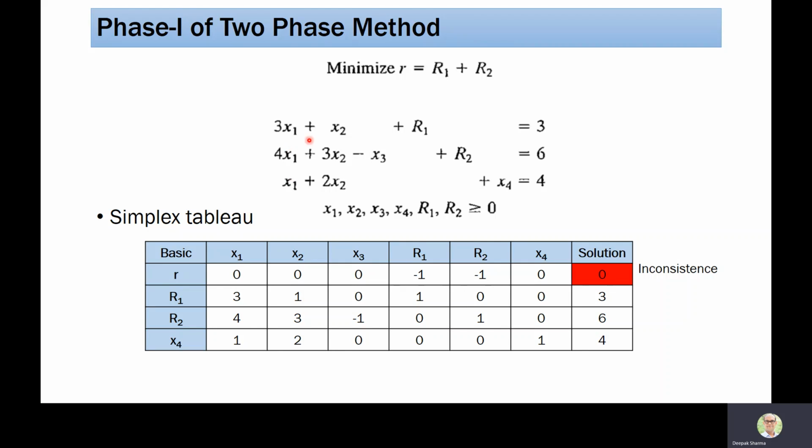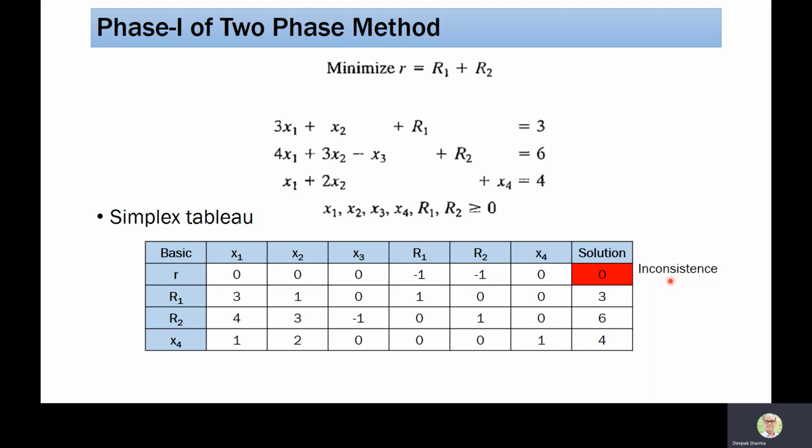Now here, as we understood, X1 and X2 are going to be non-basic, so R1 is basic and the value of R1 is 3. Similarly, the value of R2 is 6. Now, if I put these in the objective function, this will become 9. But the current problem says that the value of small r is 0, which is inconsistent. How can we fix it?